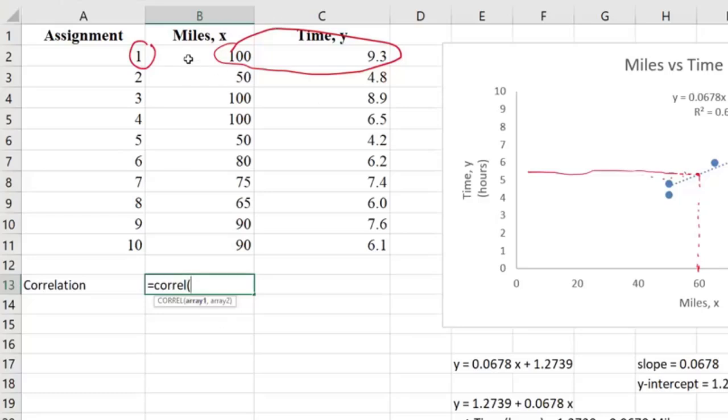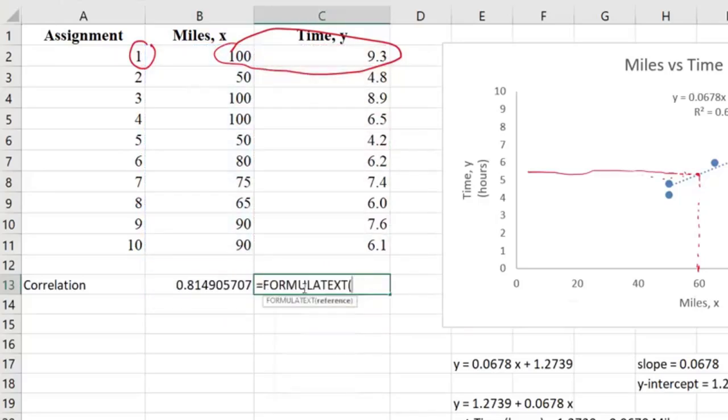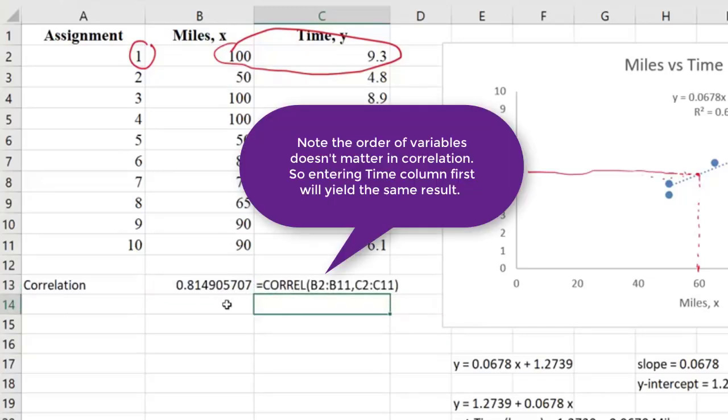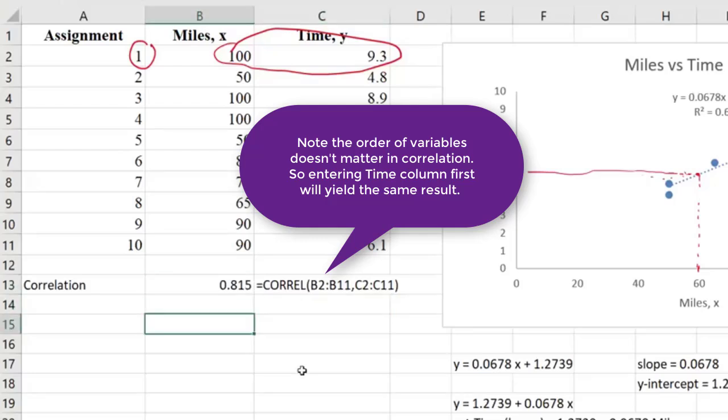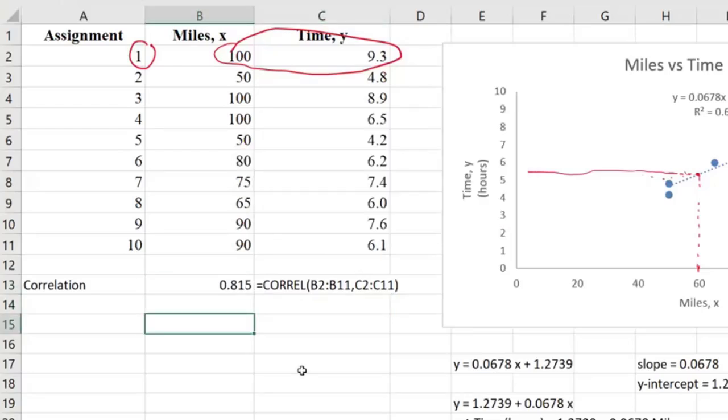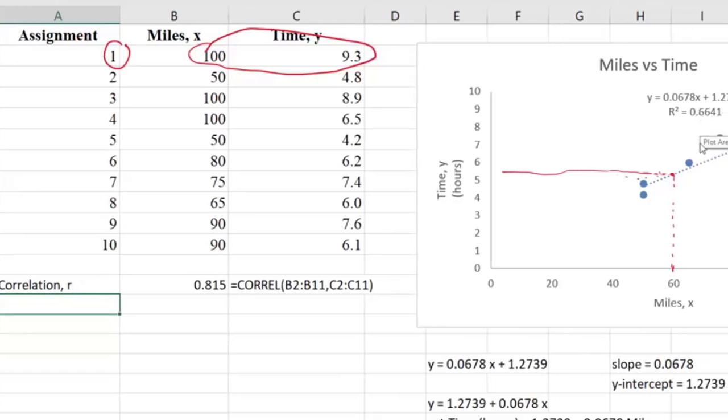So CORREL, and then B2 through B11, comma, C2 through C11. Using this, we got 0.815. So 0.815 is the correlation. We use the letter R for correlation. Now, there's also this thing called R squared that's shown here. It seems like if I square this, I probably get this value.